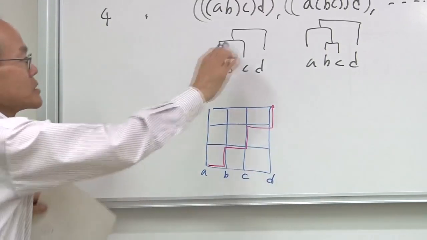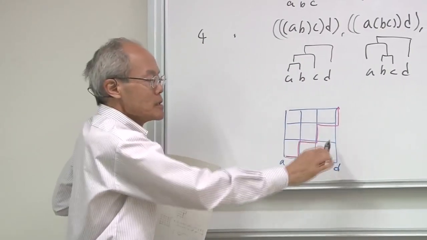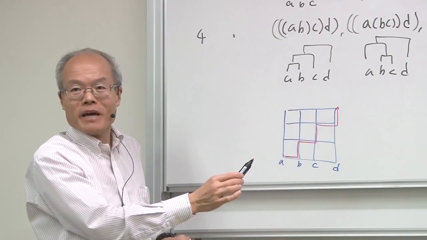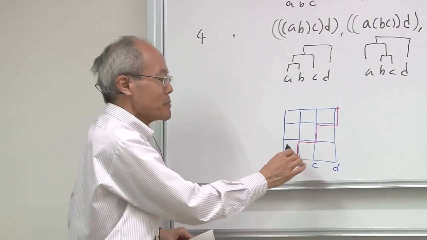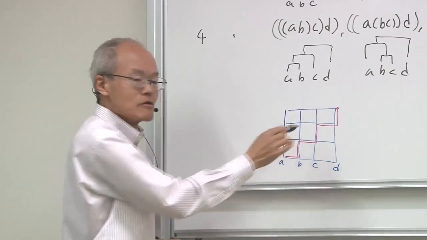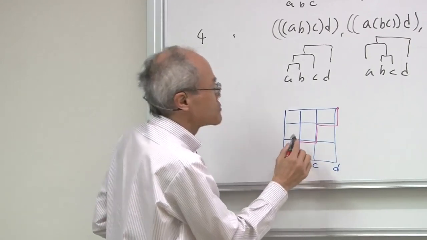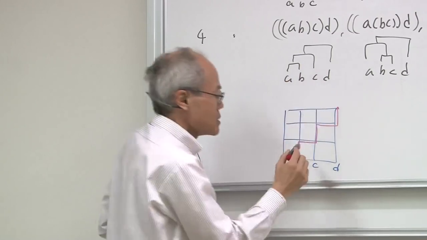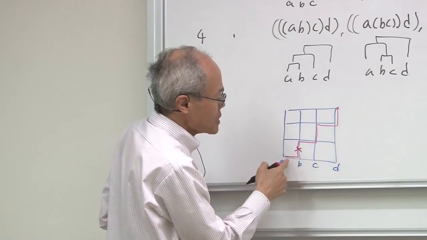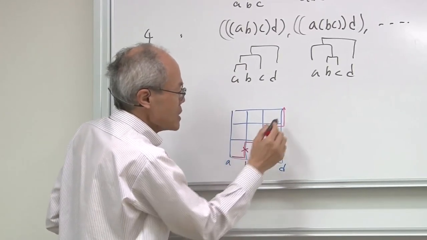So for this order, we use this representation by using a maze. So it's a mesh. You need to go from here to here. There are many different routes, but this is one route. And this route represents this order. That means you first multiply A and B, then C and D.